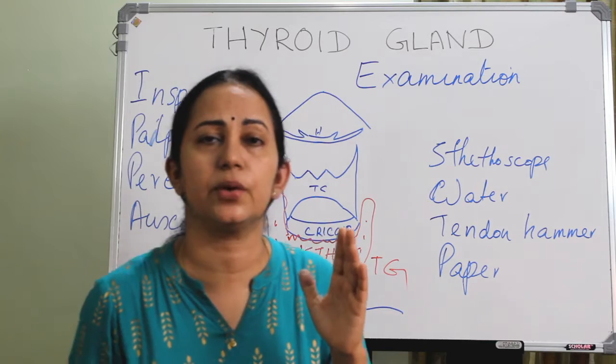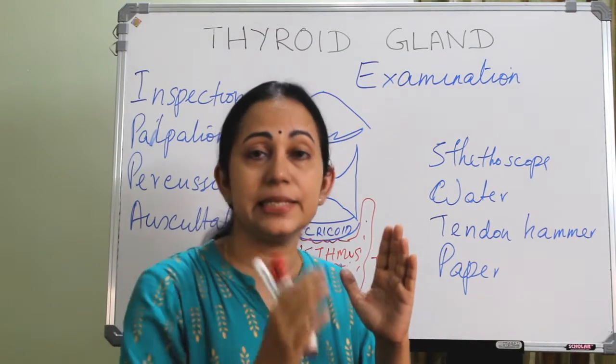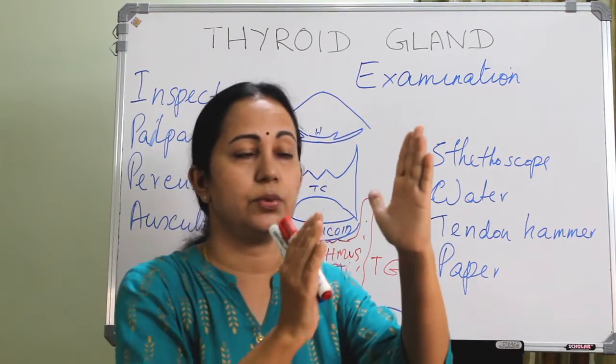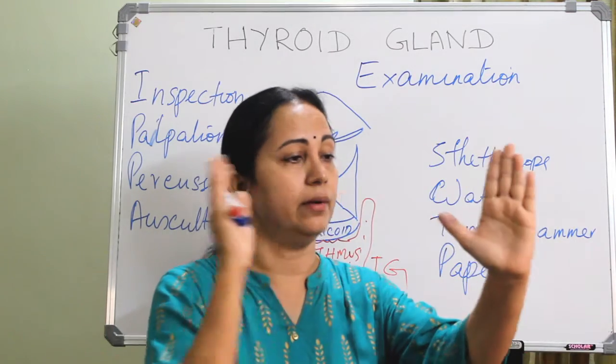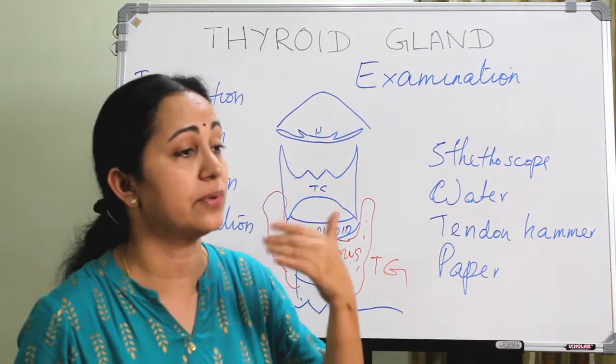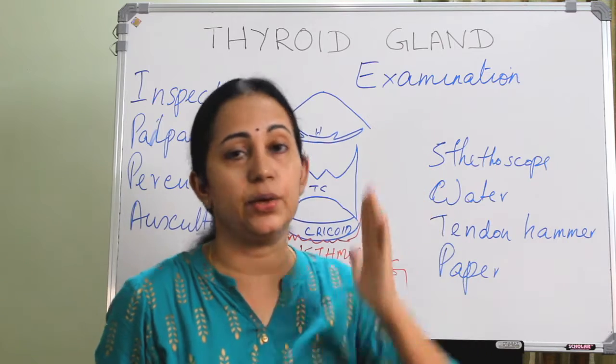The examination of thyroid is done from three sides. That is, if this is the face of the patient, you have to examine from the front, from the side, and also from behind the patient. So, examination from the front, from behind, and also from the side of the patient.